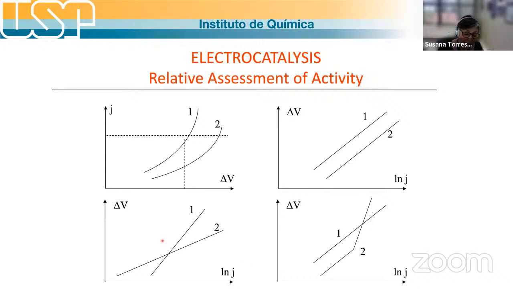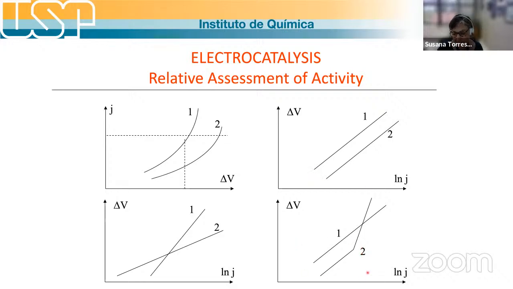So, for example, in this case, evidently, for low potentials, electrocatalyst 1 is much better than electrocatalyst 2 because the current that we are obtaining at low potential is higher. But at high potential, 2 is much better than 1. In this case, we have that the Tafel slopes are exactly equal. But when we look at the exchange current density, that is to say the current density when we go to zero potential, they are different.